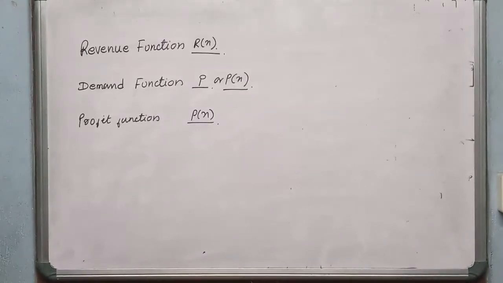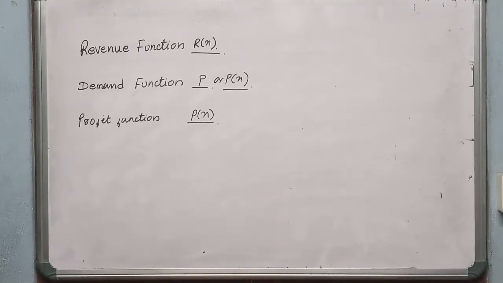Now the next topic is the revenue function. Revenue function is represented by Rx, and demand function, sometimes in your question paper you will get a demand function as P or Px. Next is the profit function. Profit function is represented by Px. Don't get confused with the demand and the profit. Demand is P or Px and the profit is Px.